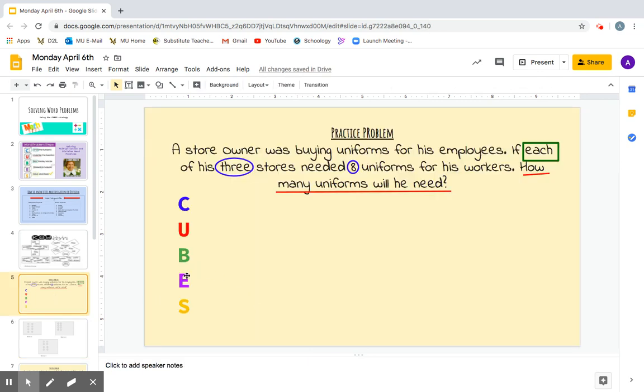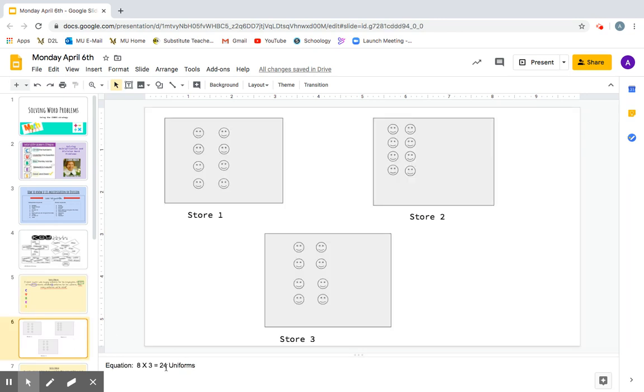So, and we didn't have to, let me just backtrack a little bit. We didn't have to eliminate any information because we used it all. And we solved our answer, and you can check your answer by drawing the picture and counting if you wanted to check your answer. So that's a multiplication word problem.